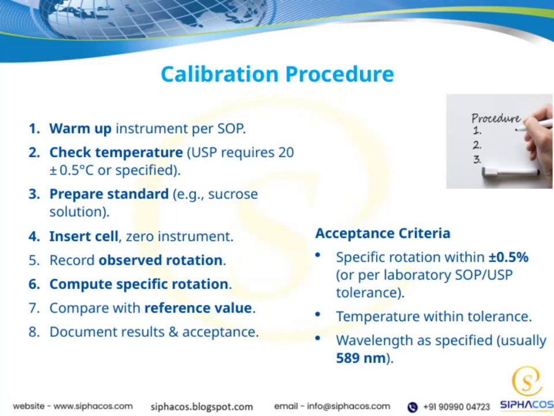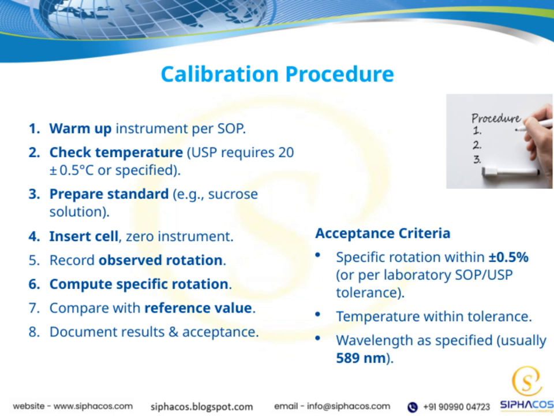Let's talk about the acceptance criteria first. When we're measuring optical rotation, we expect the specific rotation to be within plus or minus 0.5%, or as specified by our laboratory SOP or USP tolerance. It's crucial that the temperature stays within the defined limits because temperature fluctuations can affect the rotation measurement. Usually, we set the wavelength at 589 nanometers, which is standard for these measurements.